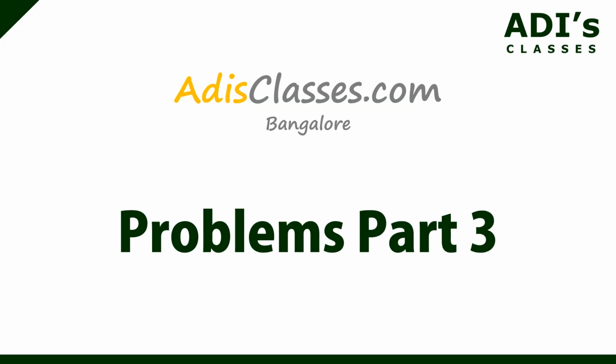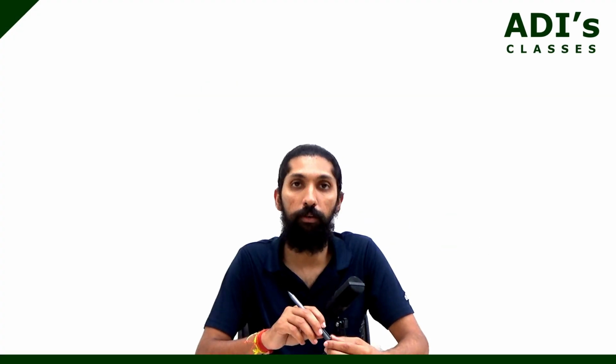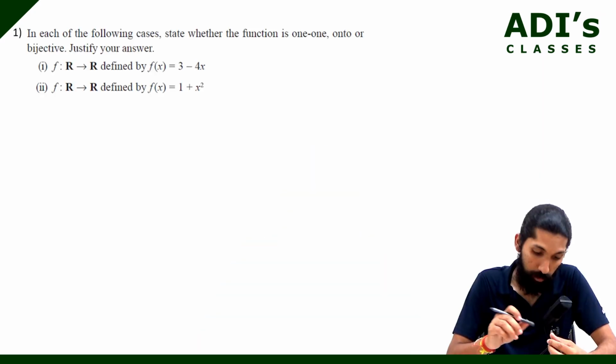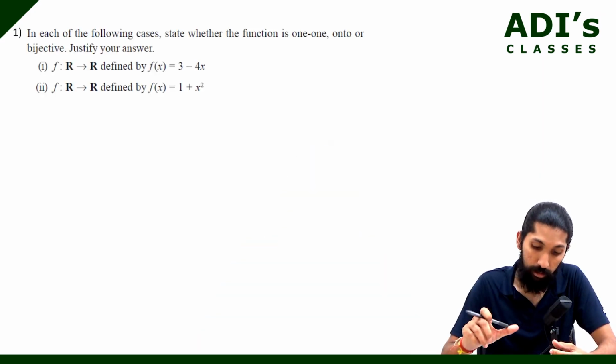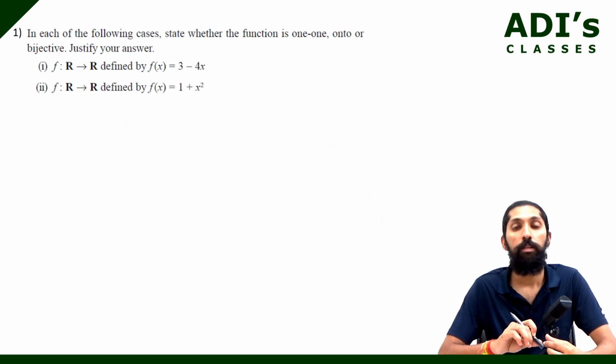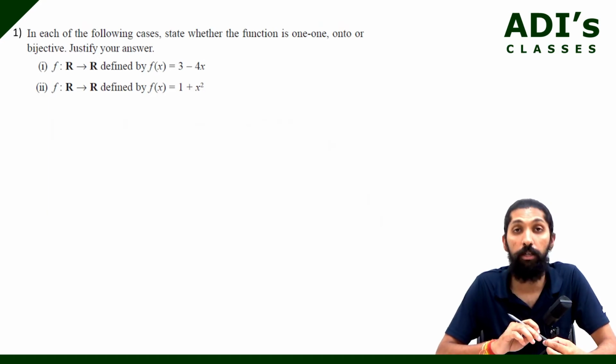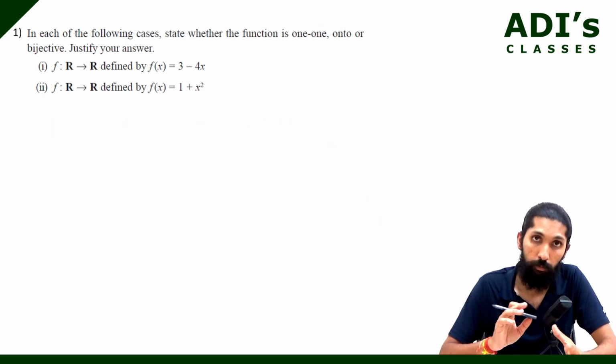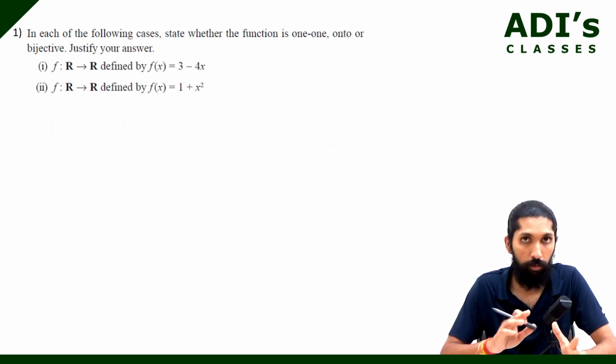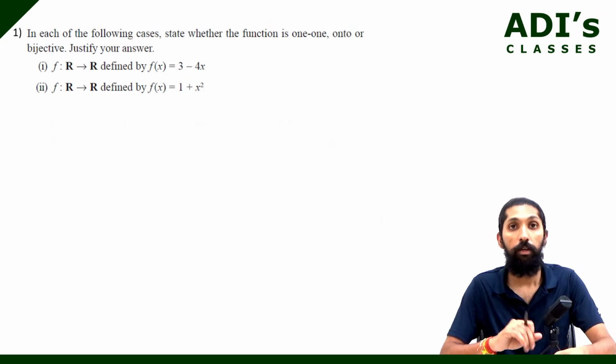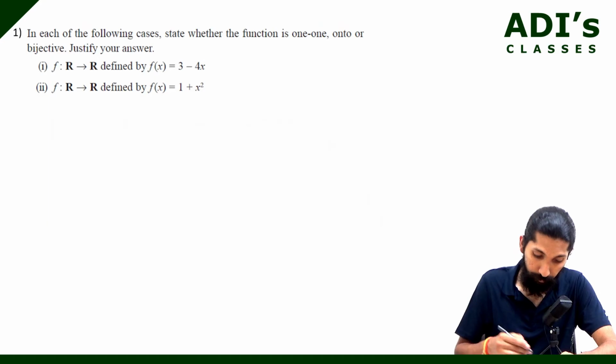Let's solve a few problems based on the concepts we have learned. Look at the first one. In each of the following cases, state whether the function is one-to-one, onto, or bijective and justify your answer. When we have to justify the answer, basically you need to prove it is either one-to-one or onto or bijective, whatever it is. Fair enough? Let's start with the first one.